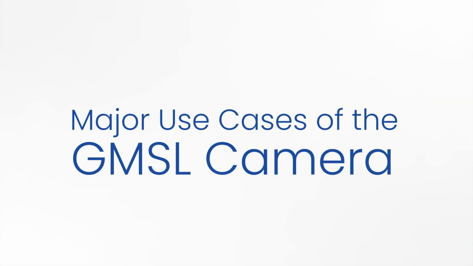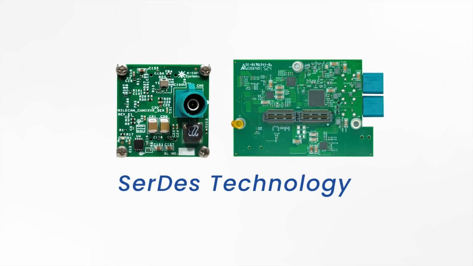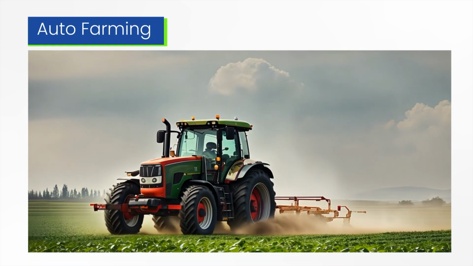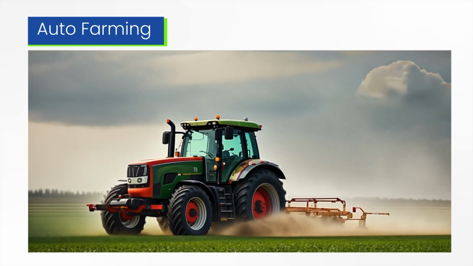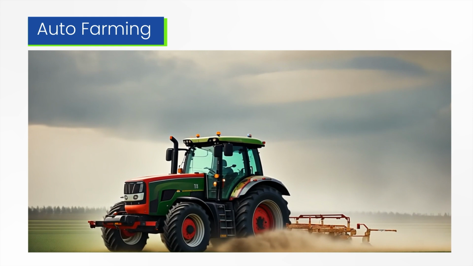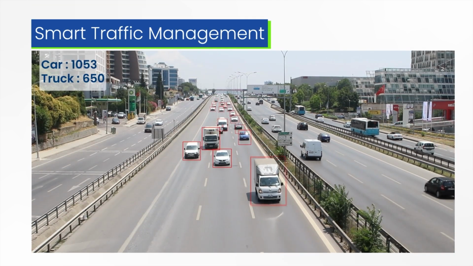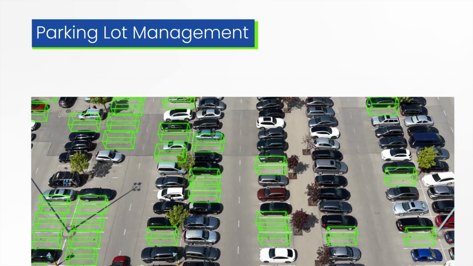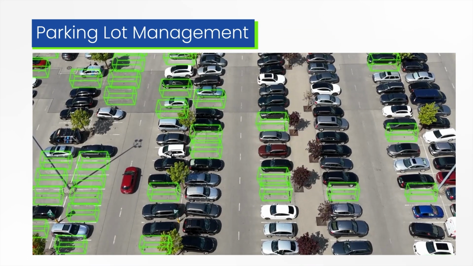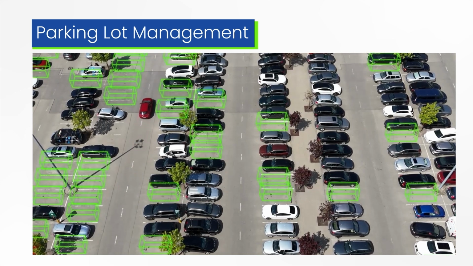Major use cases of the GMSL camera interface. Now, let's take a closer look at where SerDes technology really shines. Auto farming: GMSL cameras bring a high level of accuracy to automated farming, ensuring effective monitoring of agricultural processes. Smart traffic management: these cameras enable real-time monitoring, making roads safer and traffic flow smoother. Parking lot management: GMSL camera interfaces help streamline vehicle tracking and optimize space management, making parking a breeze.